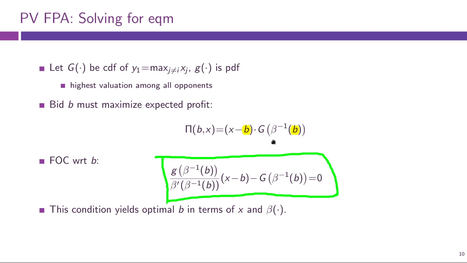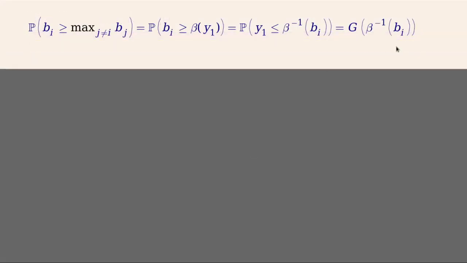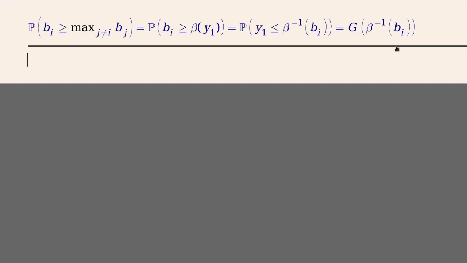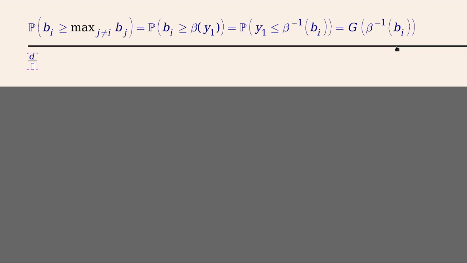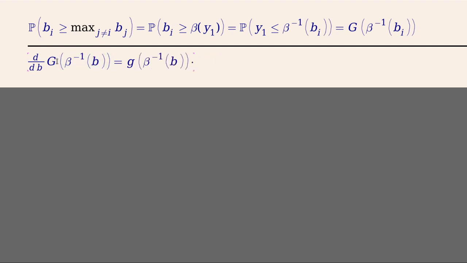And to get the derivative with respect to this entrance of b, we can use the chain rule. So we want to find the derivative with respect to b of this probability. By using the chain rule, it is equal to, you first take the derivative of the outermost function, which is the derivative of the CDF capital G, the PDF, so small g, and then you multiply it by the derivative of the inside function. So you have the derivative with respect to b of this thing.